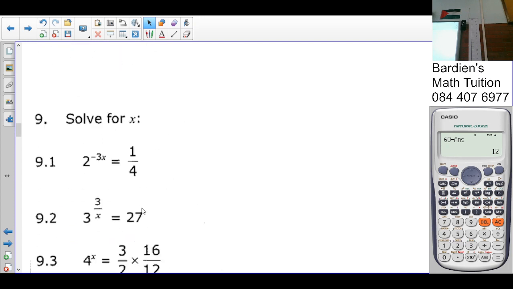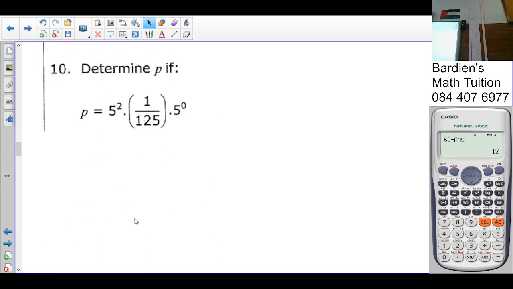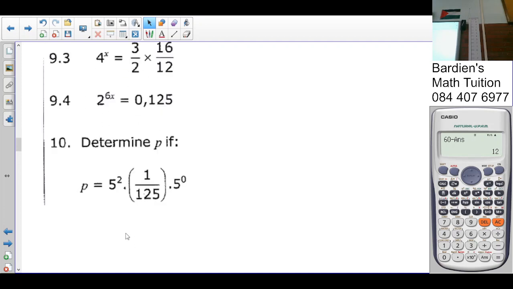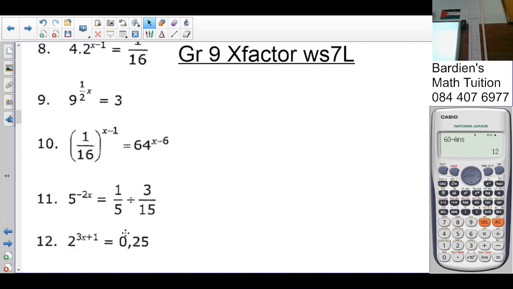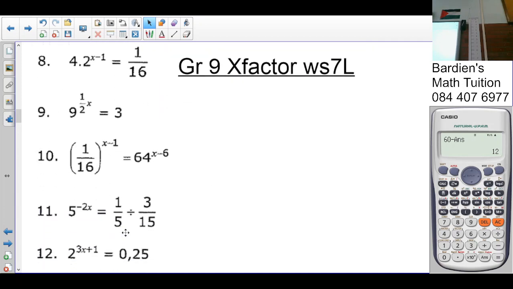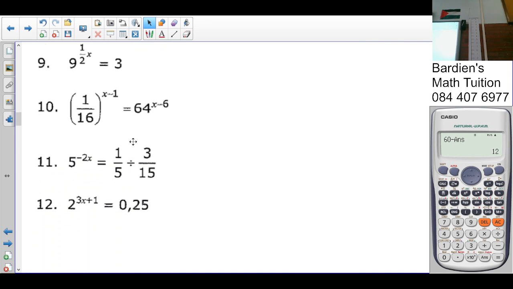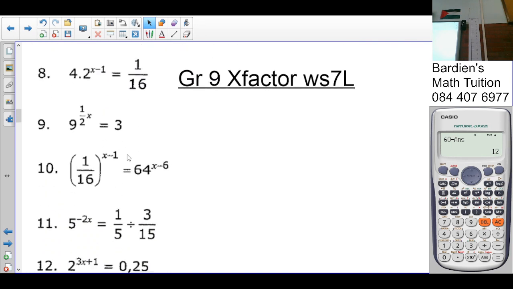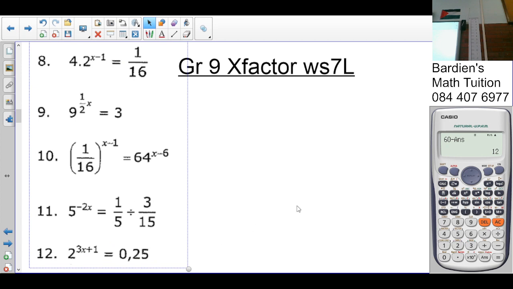This one is from a different worksheet that we'll talk about on Monday. For now, I'm going to do number 9 and number 11. I'm going to go straight into it, so I would like you guys to pick up now. Number 9.